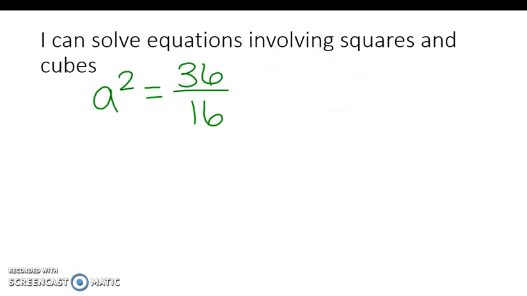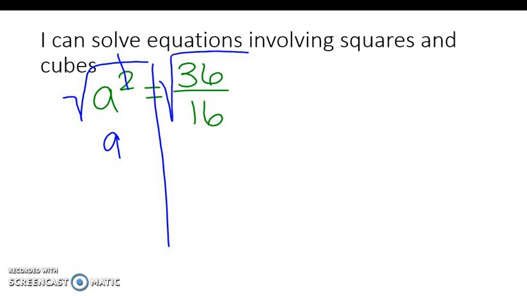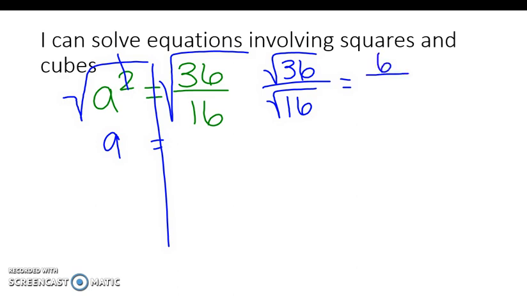All right, so a squared. To get the a by itself, we have to square root both sides. Now, guys, what I'm going to require you to do is show me all your work. So if I took the square root of 36 and the square root of 16, I need to see those answers. I know that's going to irritate some of you, but you have to show me all that work. So the square root of 36 is going to be 6, and the square root of 16 is going to be 4.